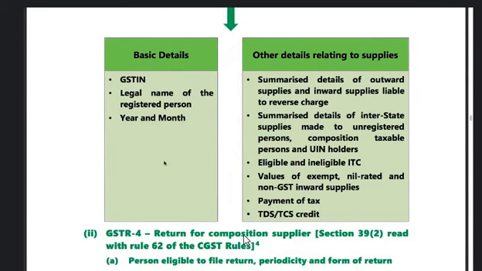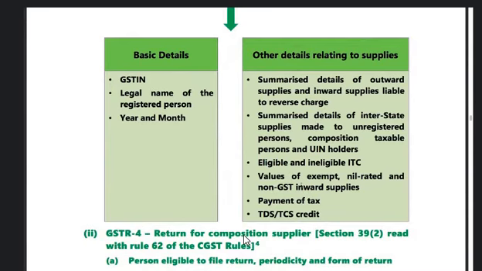If you have your export or zero rated supply, those details. If any liability is there for reverse charge mechanism, then that details. What is the ITC you are claiming? What is the ITC you are reversing? Then the set off of tax. That is your input against the output, and then the payment of tax.